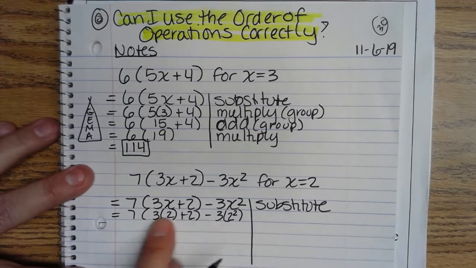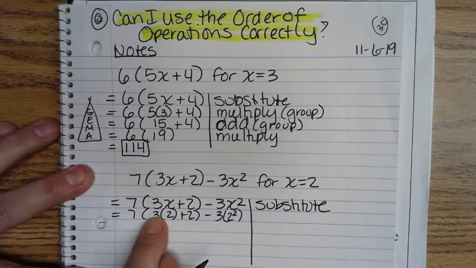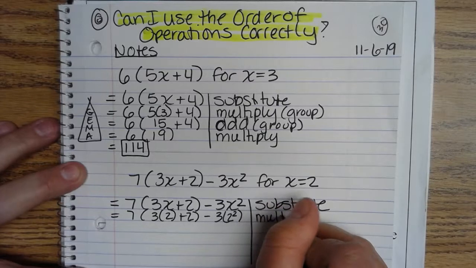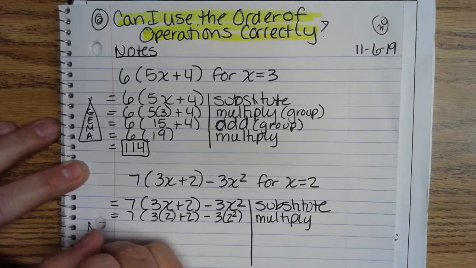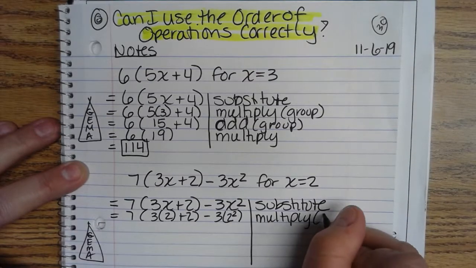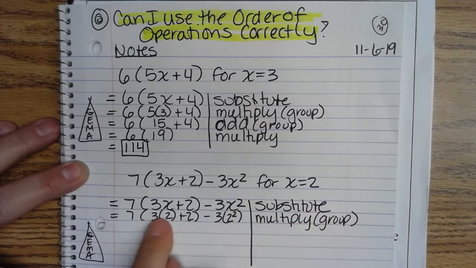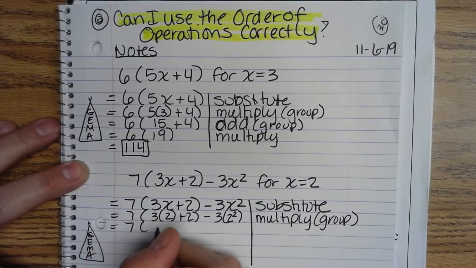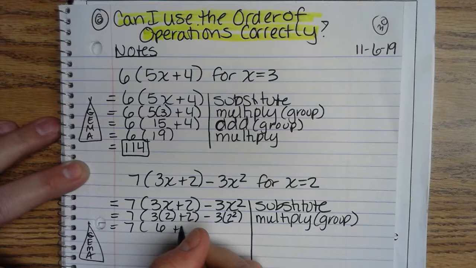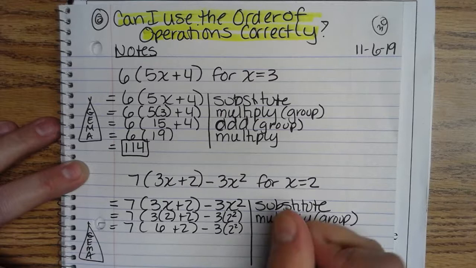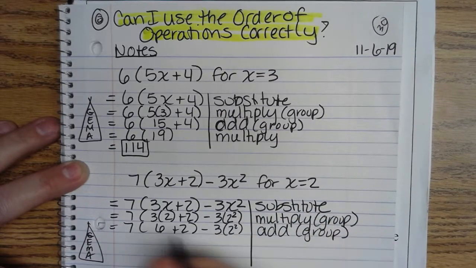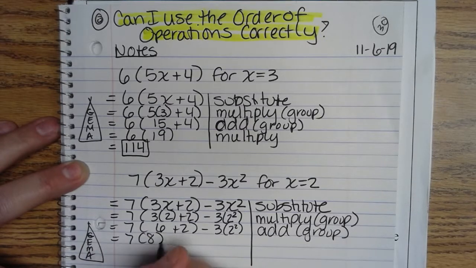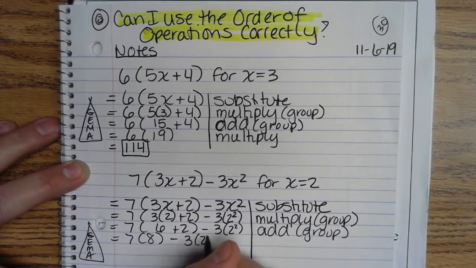So we have to start with our groups, and in our group, we have multiplication first. Multiply. Sorry, I forgot to make my GEMMA pyramid. GEMMA. And that's inside the group. So multiply inside the group, and we get 7, and this is 6 plus 2 minus 3 times 2 squared. And we still have a group, and then this time in the group we're going to add. So we get 7 times 8 minus 3 times 2 squared.